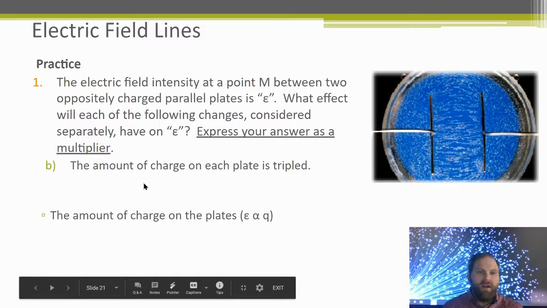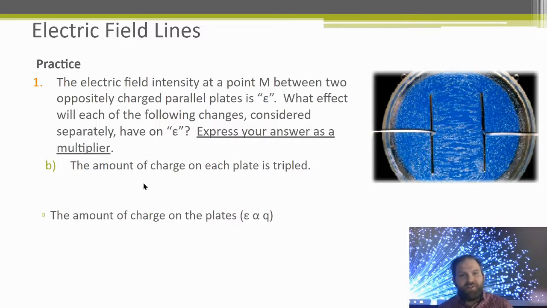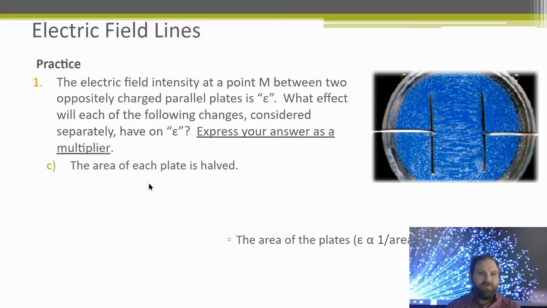If we increase the charge on each plate by 3 times, because the intensity is proportional to the charge, the intensity will also increase 3 times. And then if we halve the area of the plate, since the reciprocal of the area is proportional to the intensity, we'll increase the intensity by 2.